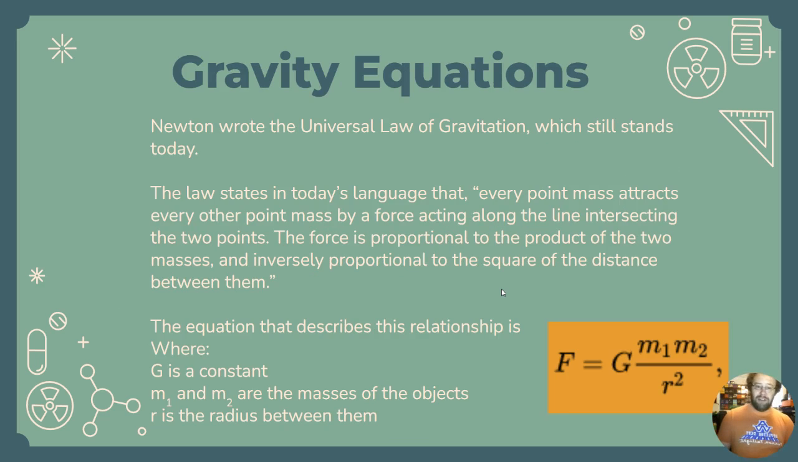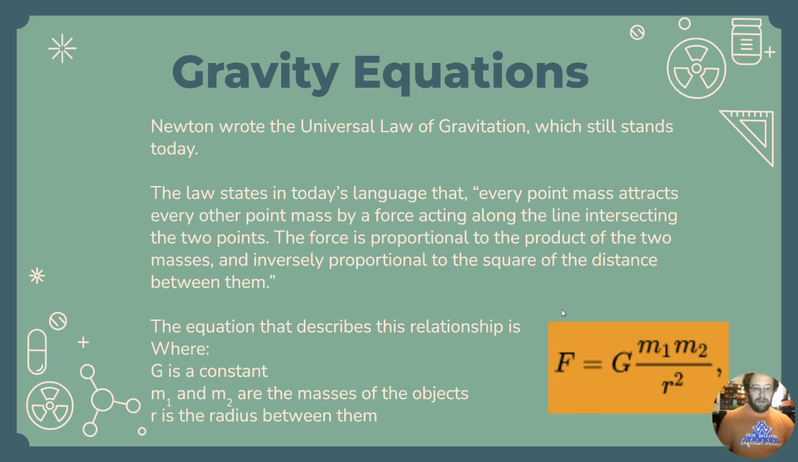So Newton's universal law of gravitation still stands, right? It still works. And the law states, in today's language, that every point mass, so every amount of mass, attracts every other mass by a force acting along the line intersecting those two points. So basically, if you take two things, let's say like Earth and the Moon, and you drew a line between them, there's a force that goes along that line because these things have mass. The force is proportional to the product of the two masses and inversely proportional to the square of the distance between them. So that means that how far away they are, as well as how much mass there is, matters.